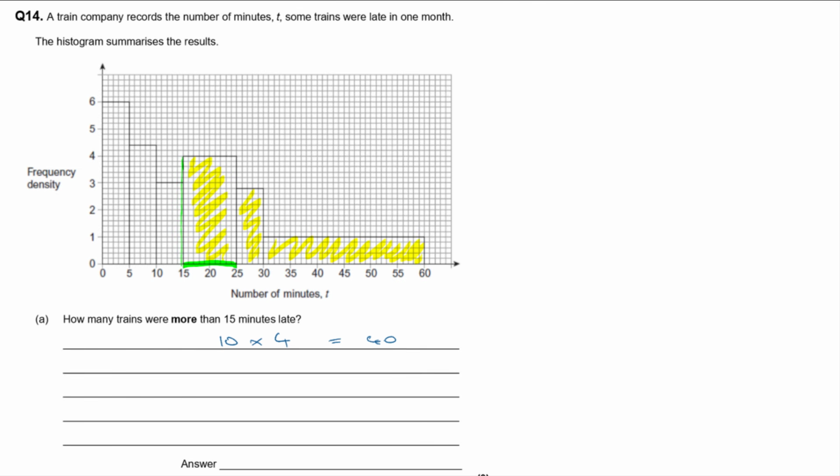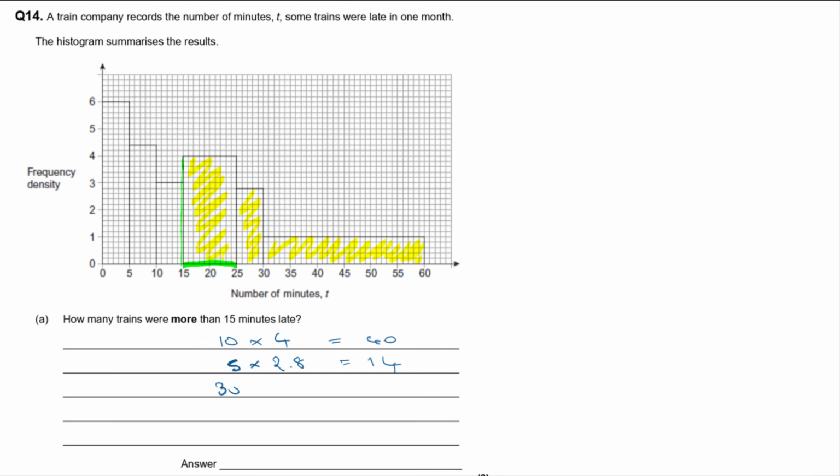The next bar has got a width of 5 and a height of, well, that's 1 little square down from 3, isn't it? So there's 5 divisions between 2 and 3, so each one of those must be 0.2. So I'm reading that as 2.8. So 5 lots of 2.8. What's that, 14? And then finally, I've got one stretching from 30 to 60.